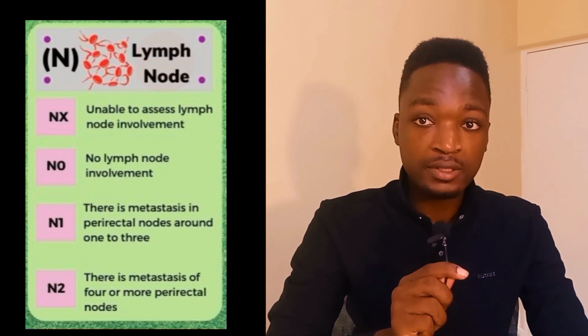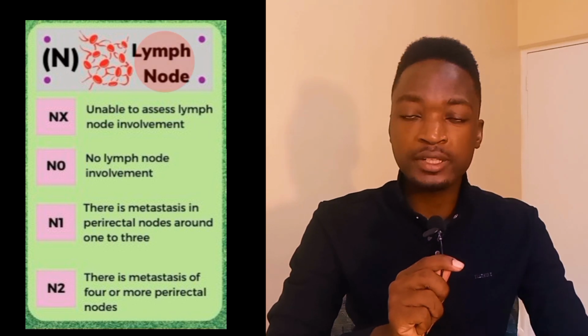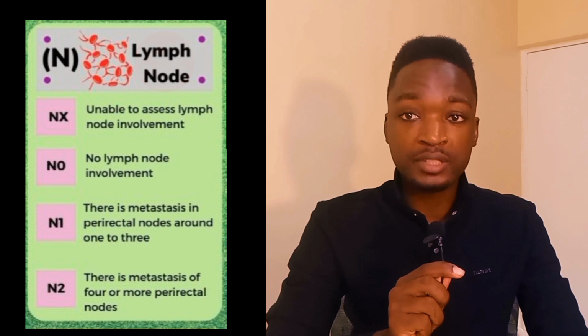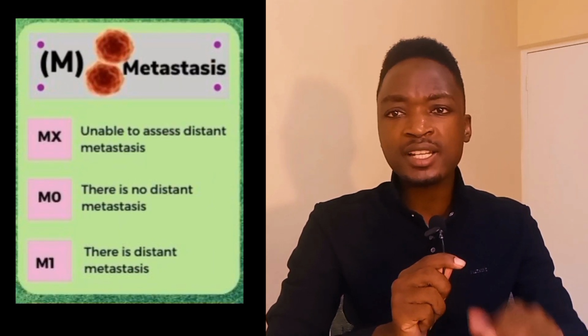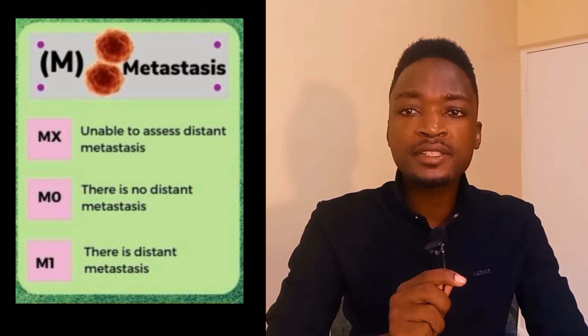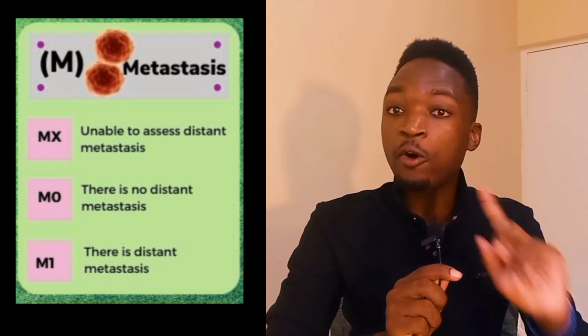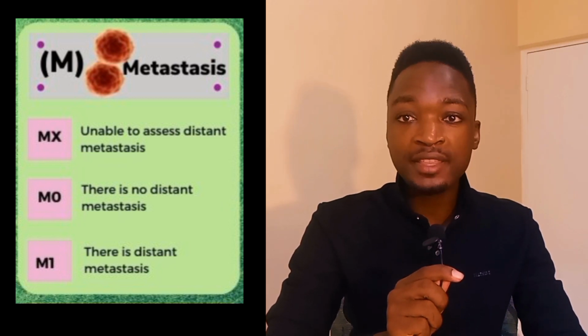N is for lymph nodes, with numbers 0 to 3: 0 meaning that no lymph node is affected by cancer, and 3 meaning that many lymph nodes have been affected by cancer. And lastly, we have M. M is for metastasis, meaning that cancer has spread to other distant organs, with numbers 0 or 1: 0 meaning no metastasis, and 1 meaning that cancer has spread to other distant organs.